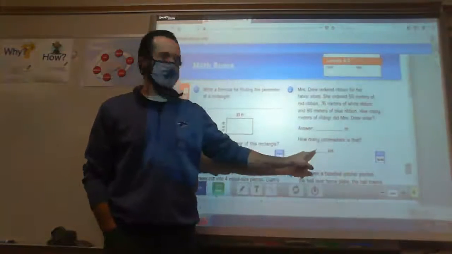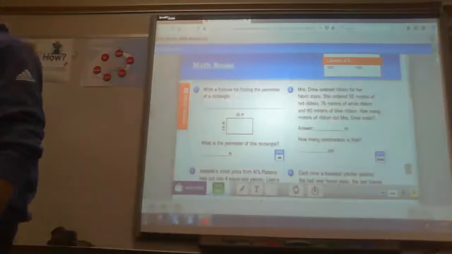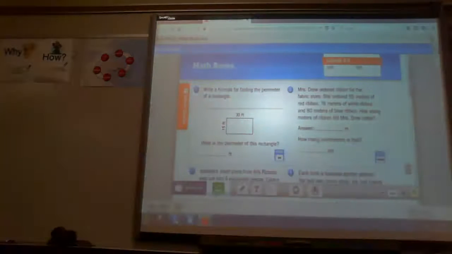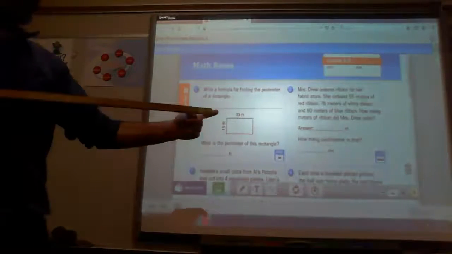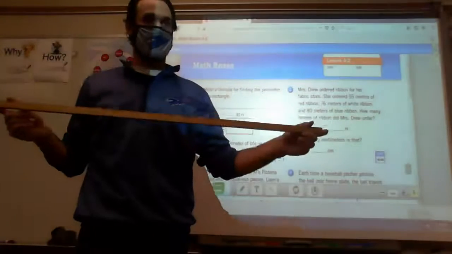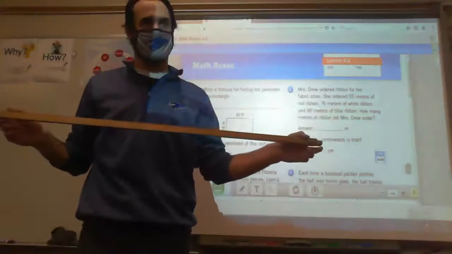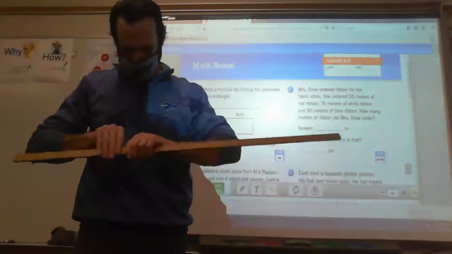How do you change meters to centimeters? Multiply by 10. Every meter, actually, excuse me, nope, that's wrong. It's times 100. Every meter has how many centimeters in it? 100. Right here, this is a meter stick. You look on this side, it has 100 centimeters. Now, every centimeter has 10 millimeters. That's the little lines in between.